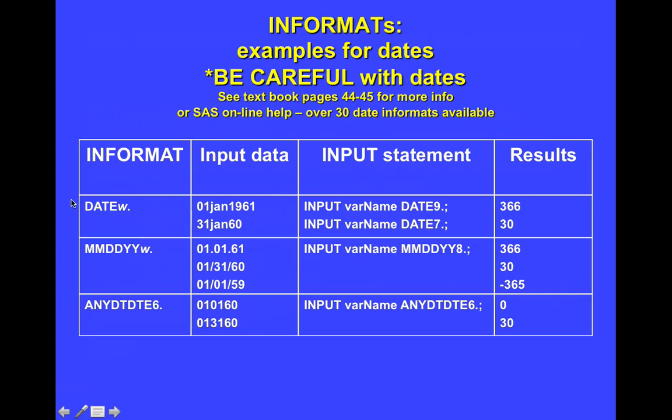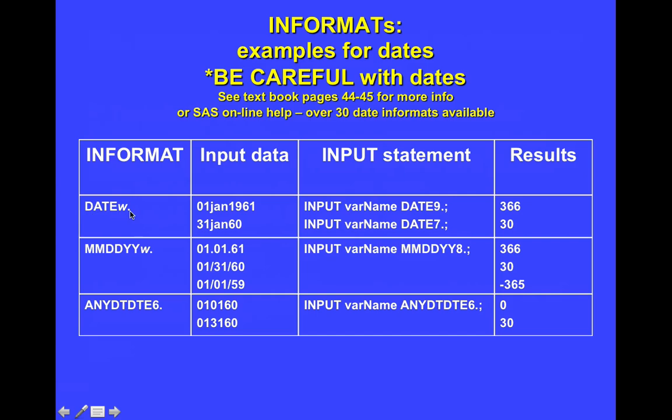SAS has several different date INFORMATs that are useful. And there are many more than what I'm specifying here, but these are three that are pretty helpful and commonly used and can handle a lot of common date formats. So as an example, imagine you have input data in which all of your dates are entered as 2 digits corresponding to day, followed by 3 digits, which are a month abbreviation, followed by 4 digits corresponding to year. You could use a DATEw. INFORMAT to tell SAS how to read that in and tell SAS that it's a date.